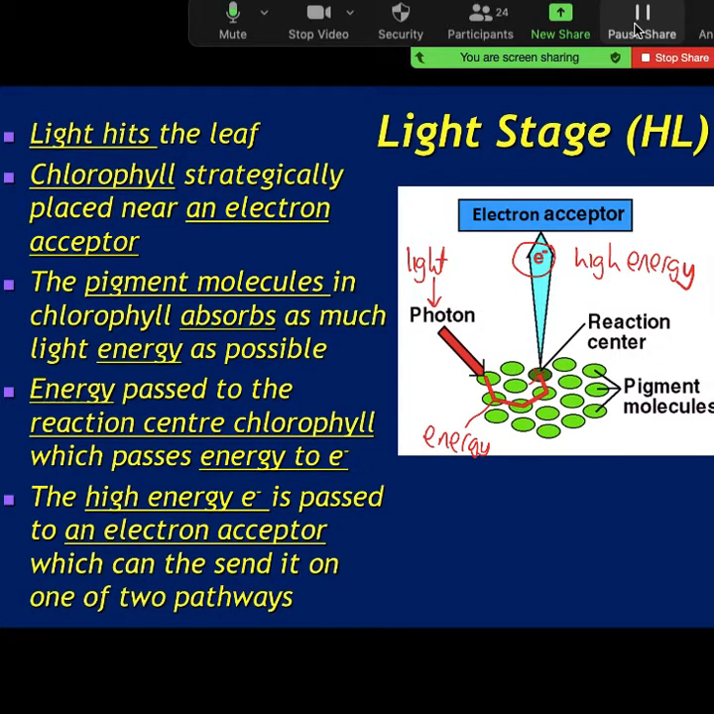So we've taken the energy from the light, we've funneled it to the reaction center, and here we've now given all of that energy, turning a low energy electron into a high energy electron, and that's now going to be taken around on a little pathway to make us some stuff.